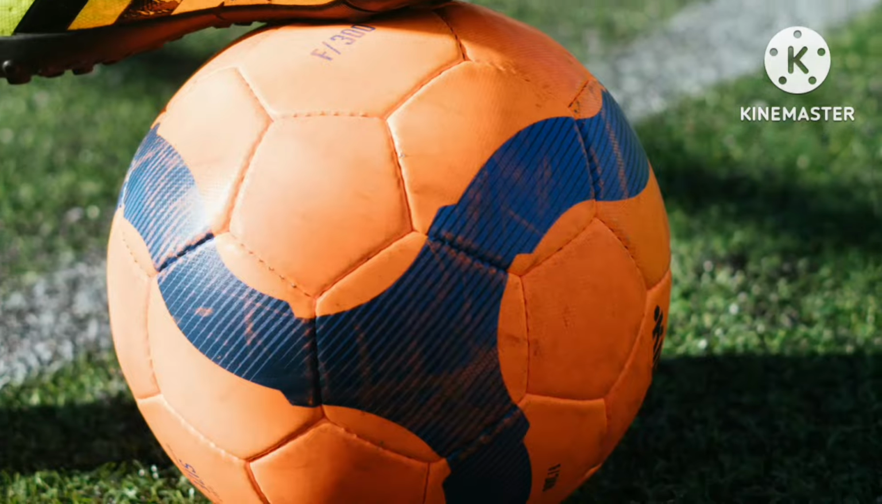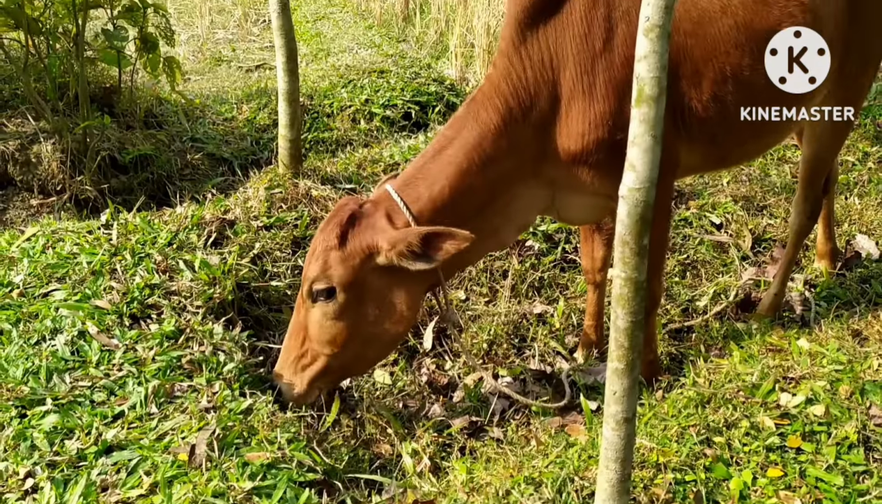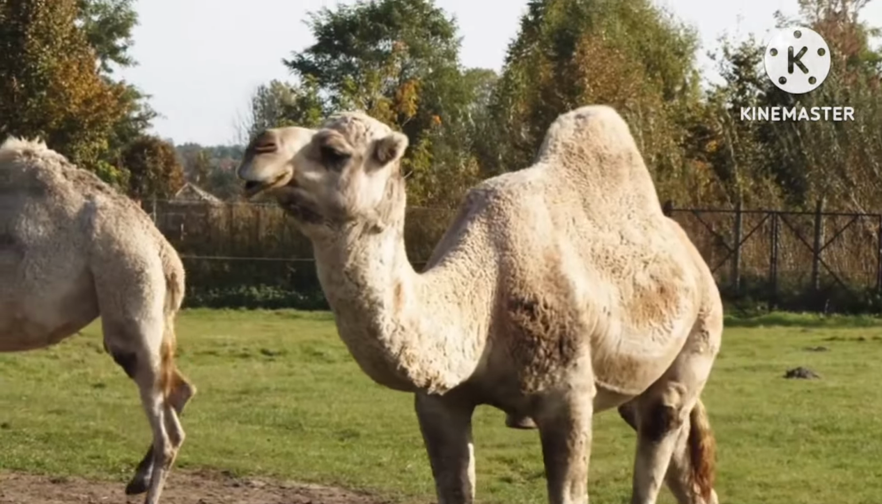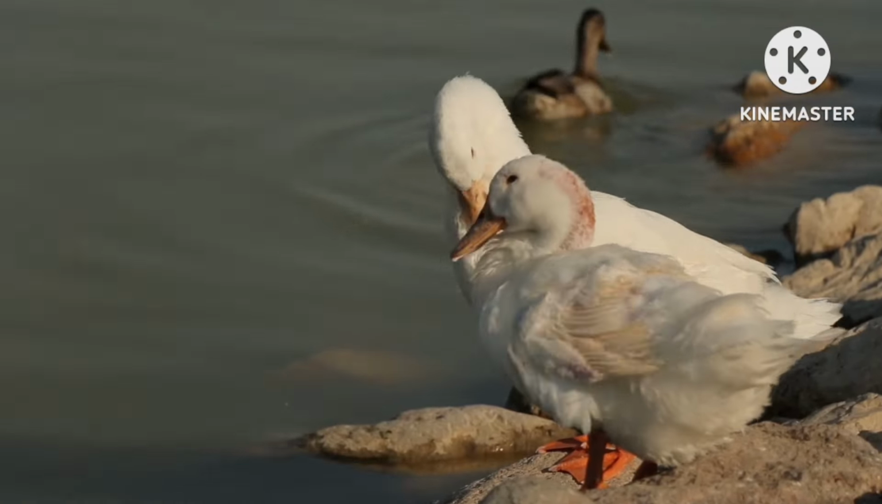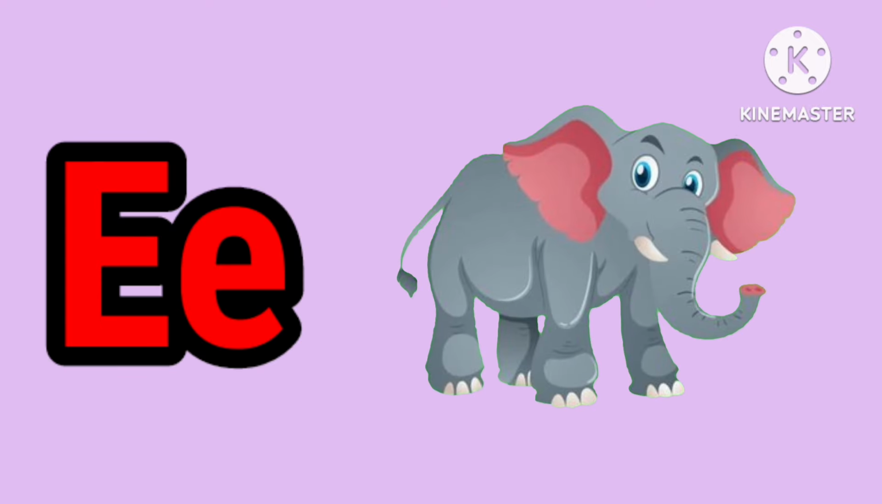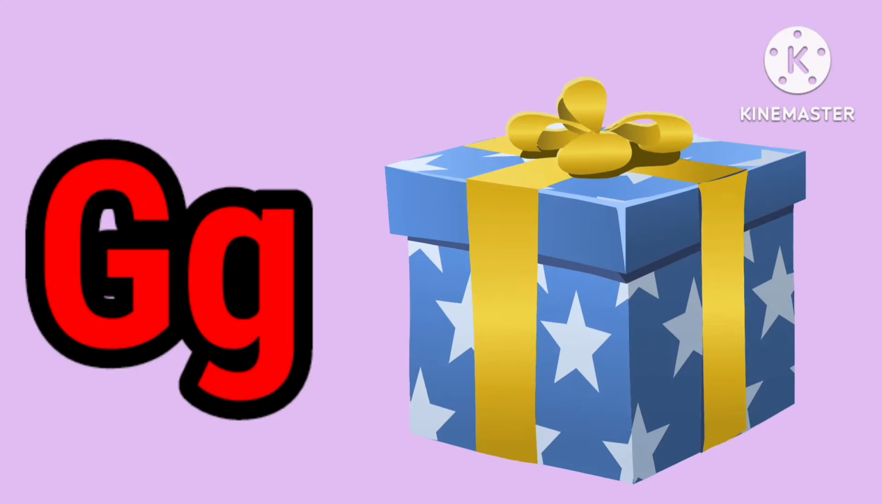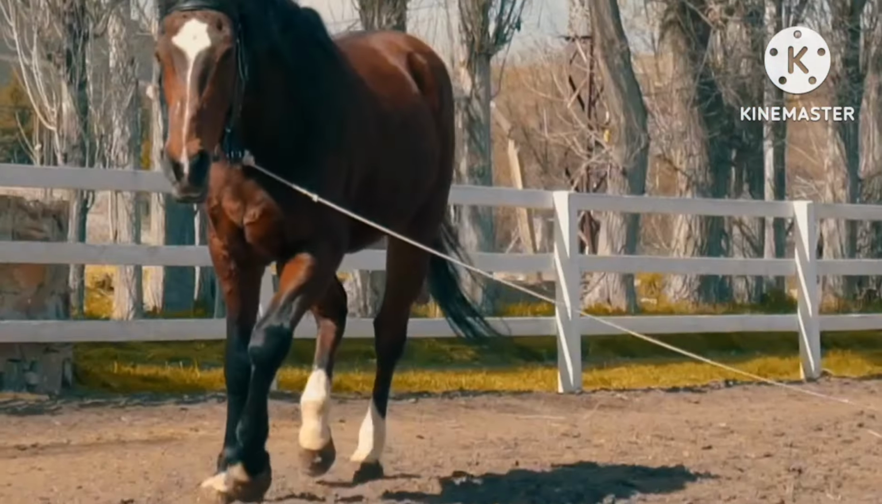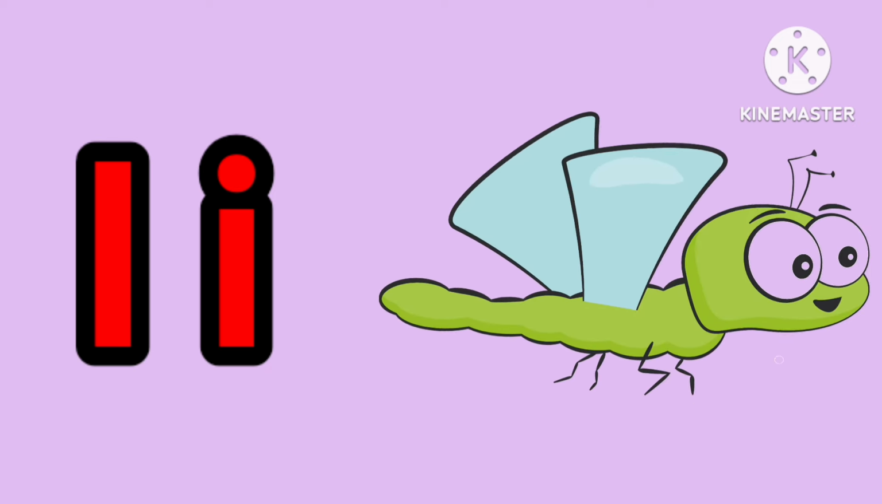B for ball, ba ba ba ba. C for cow, C for camel, ka ka ka ka. D for duck, D for dinosaur, da da da. E for elephant, E for elephant. F for fish, F for flower, F for fire. G for giraffe, G for gift, ga ga ga. H for hen, H for horse, ha ha. I for iguana, I for insect's eye.